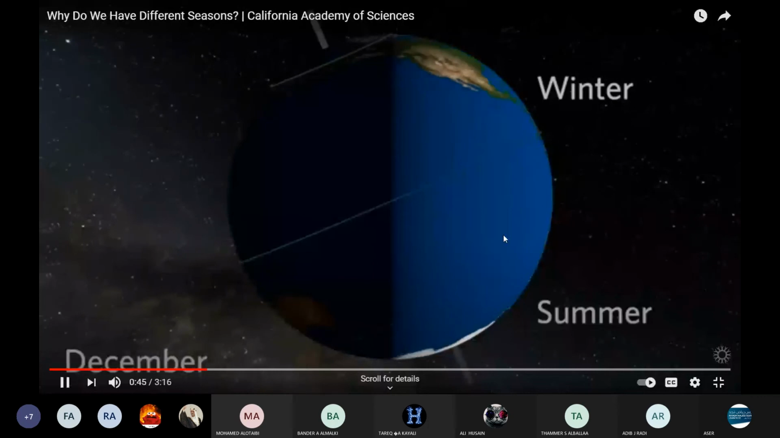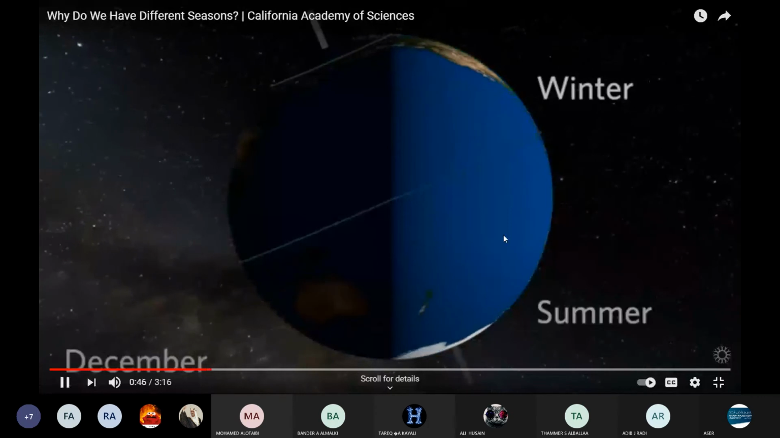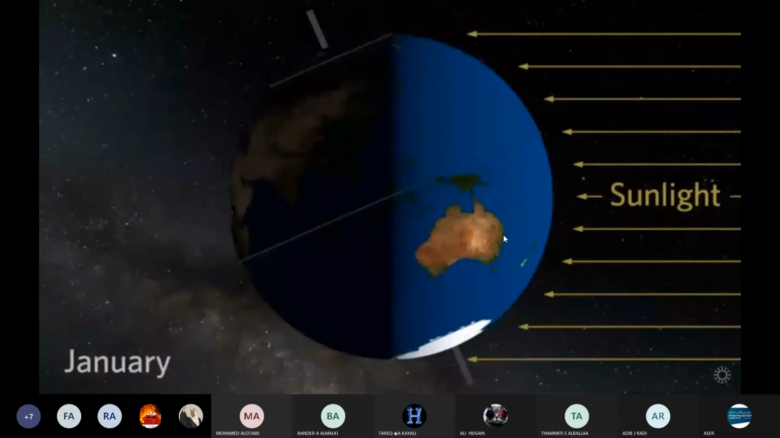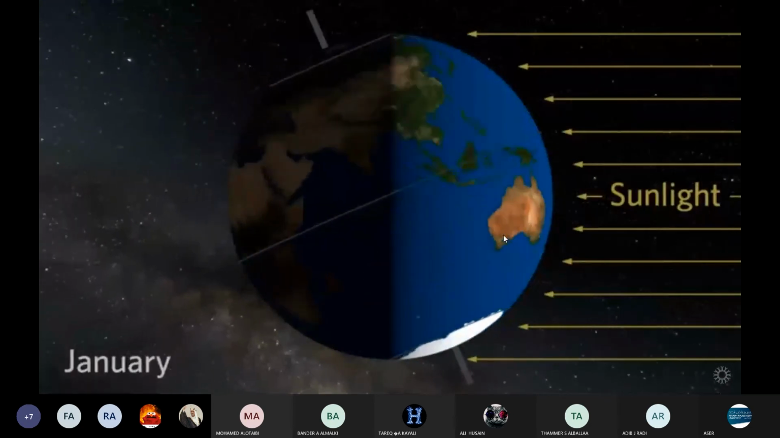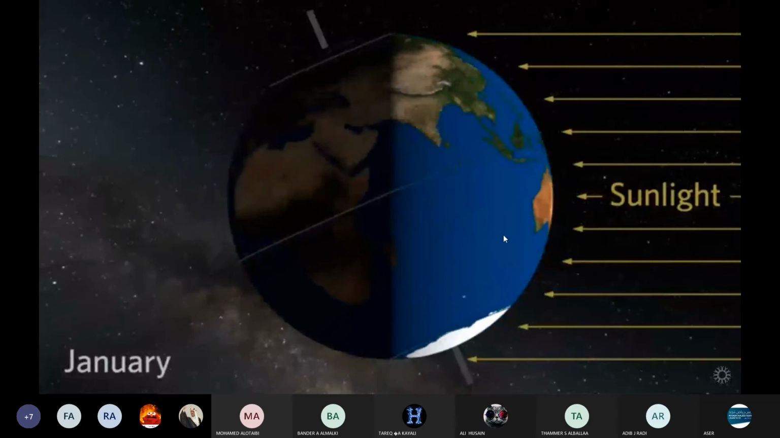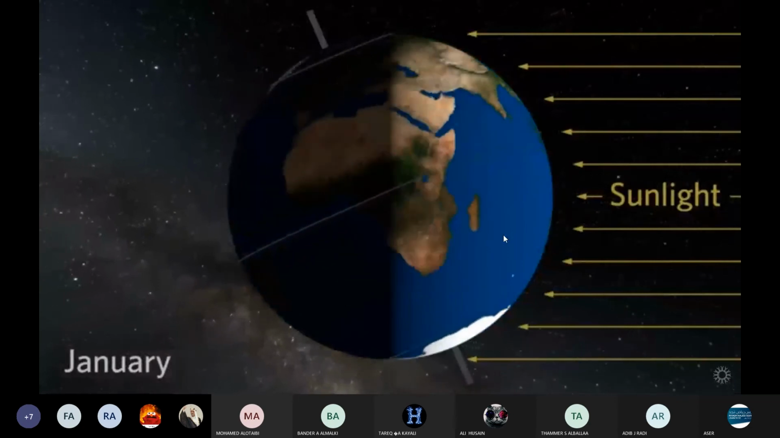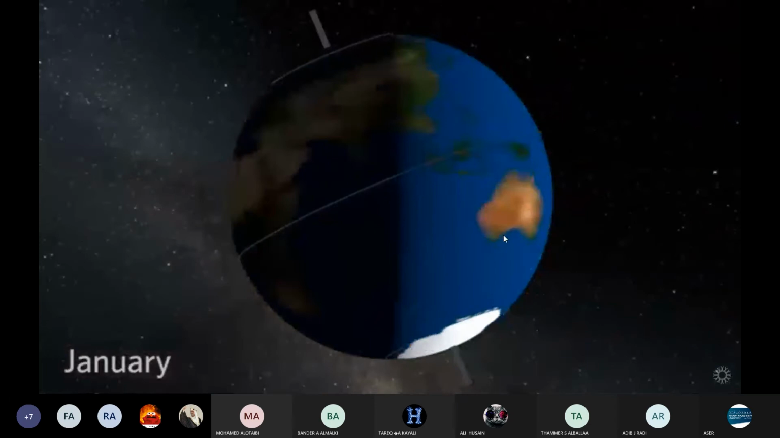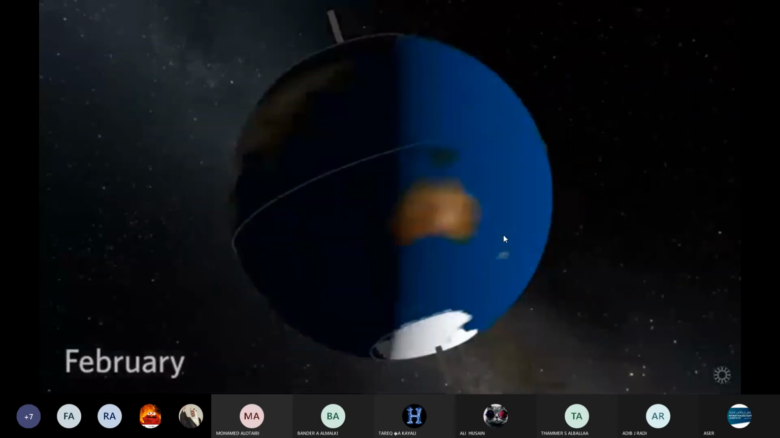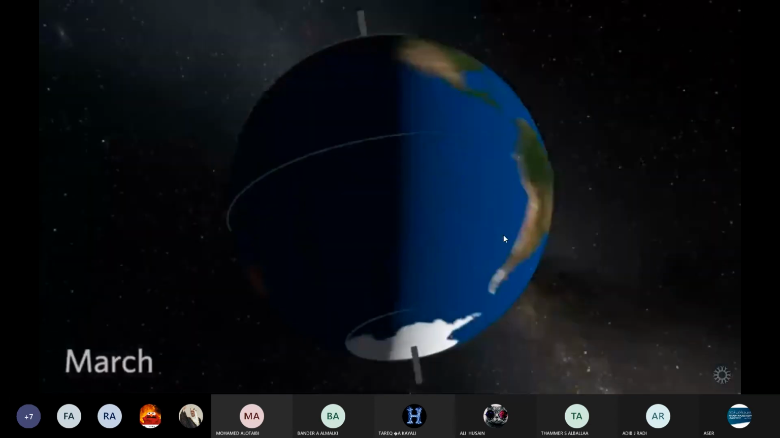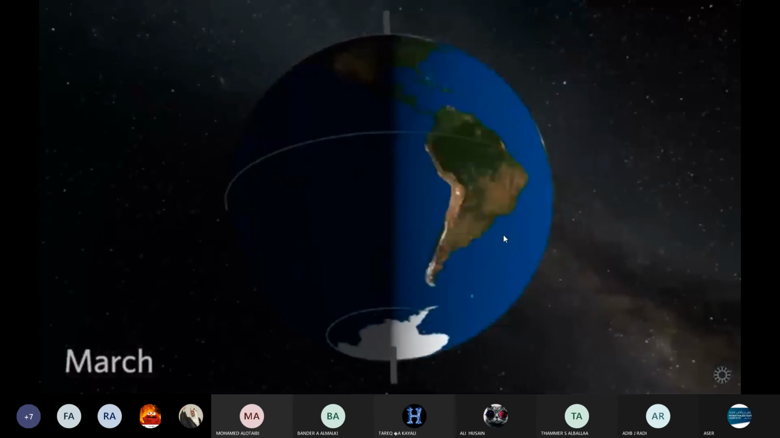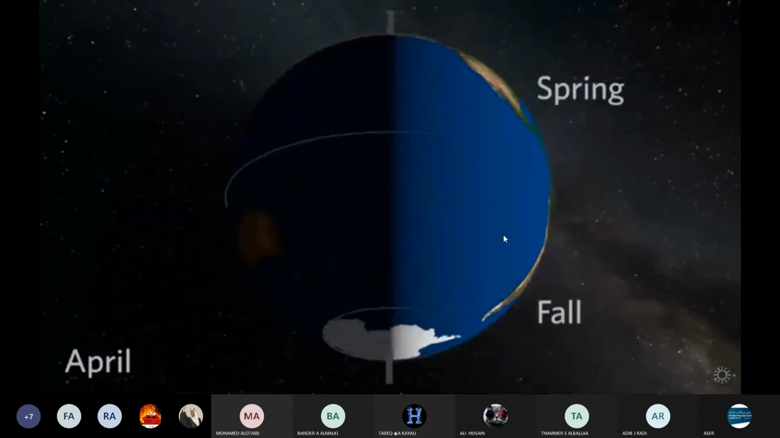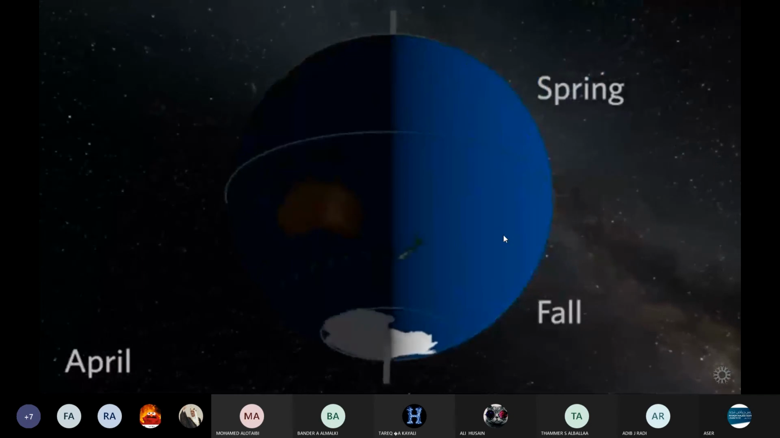Observe how the North Pole tips away from the sun. This means that sunlight strikes the northern hemisphere at a shallow angle for a short period of time. This is why winter weather is generally cool with short days and long nights. As Earth orbits the sun, we move towards spring in the northern hemisphere. Now Earth is tilted neither toward nor away from the sun, as day and night are about equal in length.